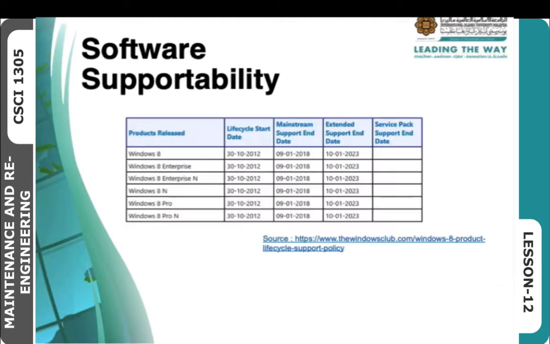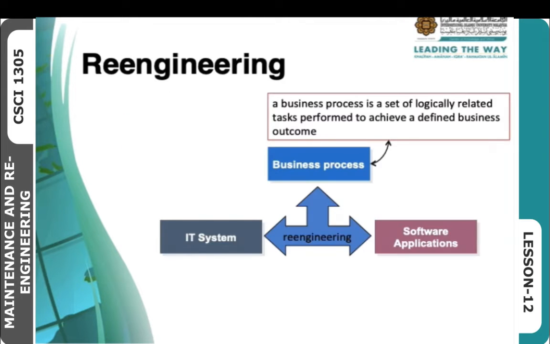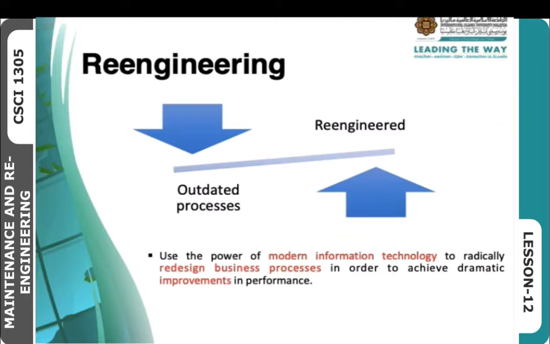All right, so let's go to our next slide, re-engineering. When we talk about re-engineering, we have business process. Business process is a set of logically related tasks performed to achieve a defined business outcome. Business process is part of re-engineering, which is related to the IT system and also to the software application.